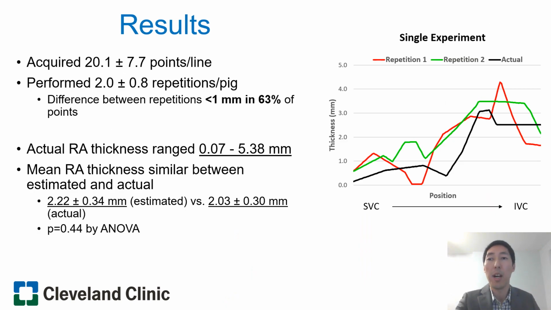On average, we acquired about 20 points per line and performed 2 repetitions per pig. Analysis of these repetitions demonstrated agreement within 1 mm in 63% of points acquired. Actual atrial thickness ranged from 0.07 to 5.38 millimeters, and the average thickness of each atrial line did not differ significantly between the 2 methods. The figure illustrates the wall thickness along the line, progressing from SVC to IVC, measured by the KODEX system in red and green, and the actual thickness in black.